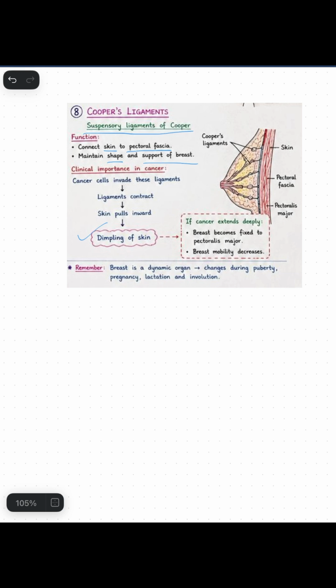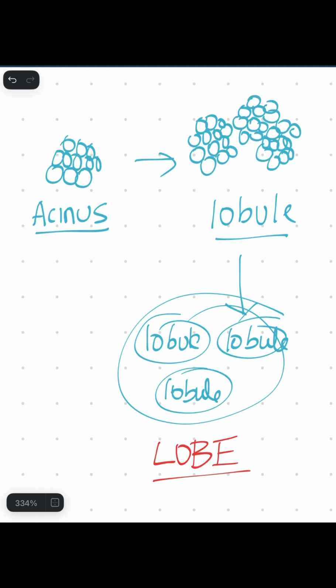Remember one point here: the breast is a dynamic organ and it changes during puberty, pregnancy, lactation, and involution. Coming to the breast parenchyma, we have grape-like vesicles which we call acini. A group of two or three or more acini we call a lobule. And a group of lobules we call a lobe.